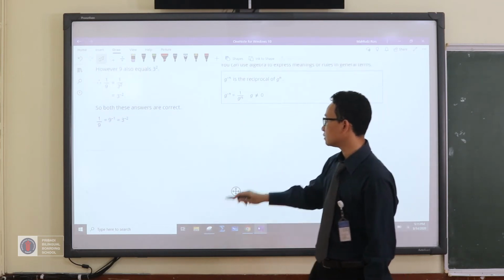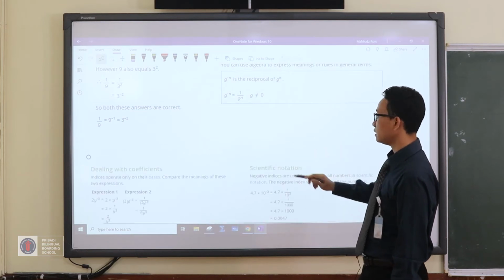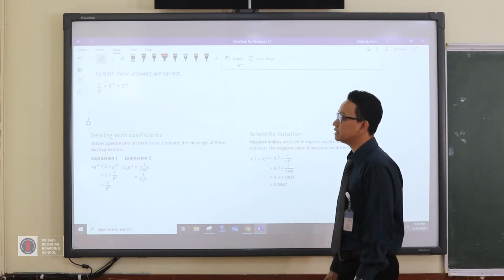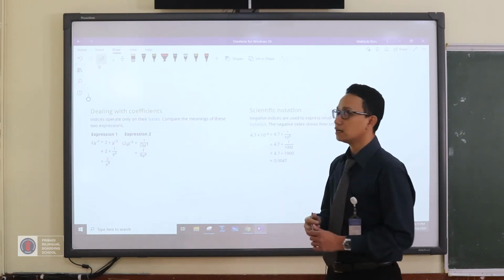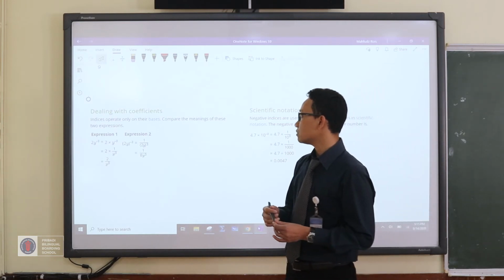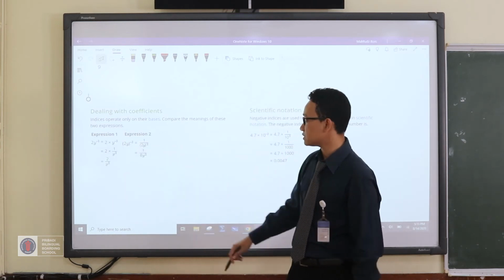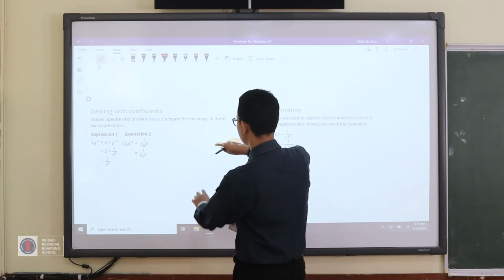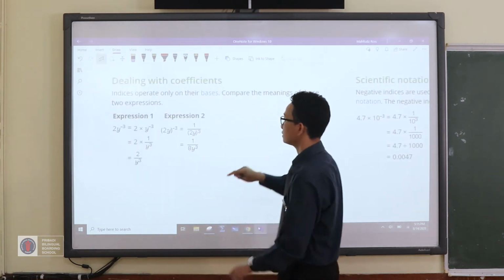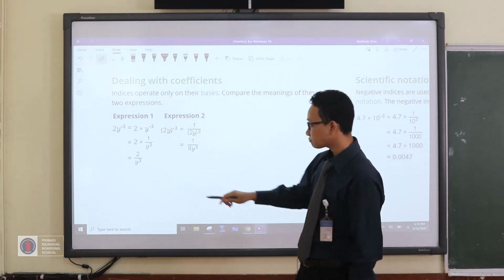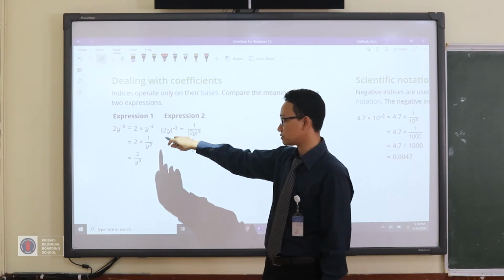All right. Now, what if we are dealing with a coefficient? In this operation you only consider the base. For example, if we compare these two expressions, I will make it bigger because it's too small. The first expression: 2 times y to the minus 3 equals 2 times y to the minus 3.